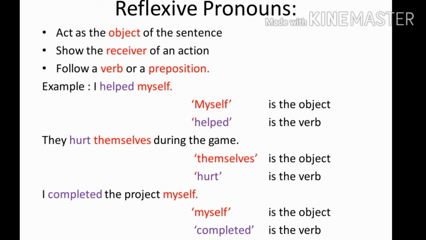Next, they hurt themselves during the game. Now, here, who hurt? They hurt themselves. Themselves is the object and here the verb is hurt. Next example, I completed the project myself. Here, what is the object? Myself. And completed is the verb. So, this is a reflexive pronoun.